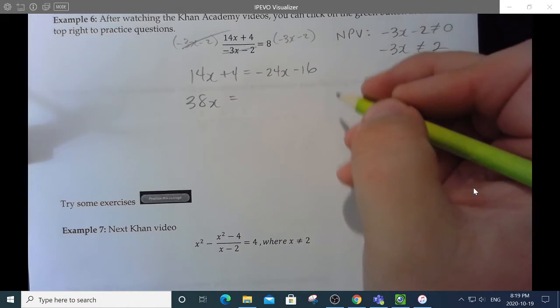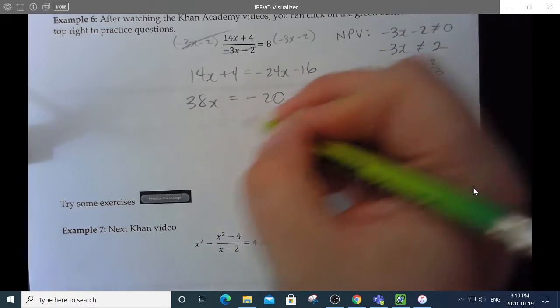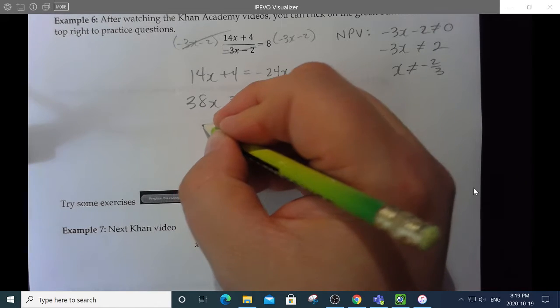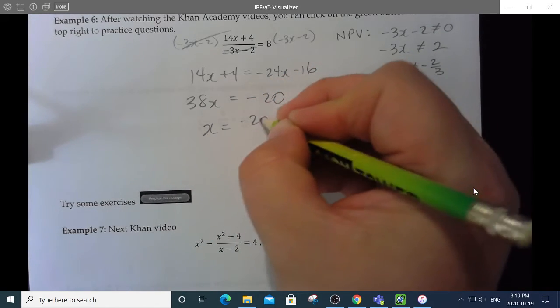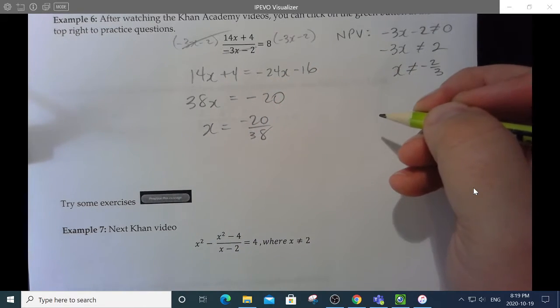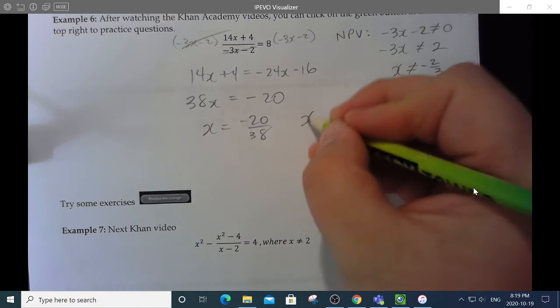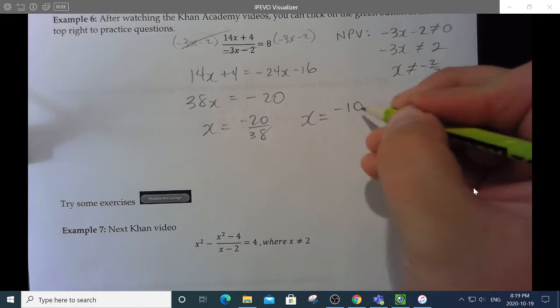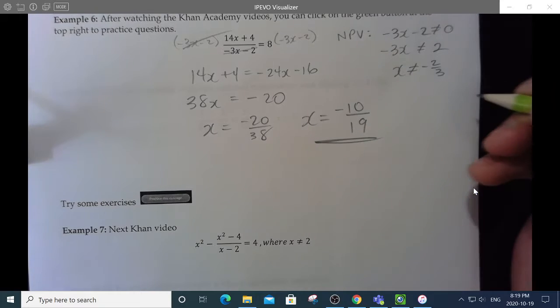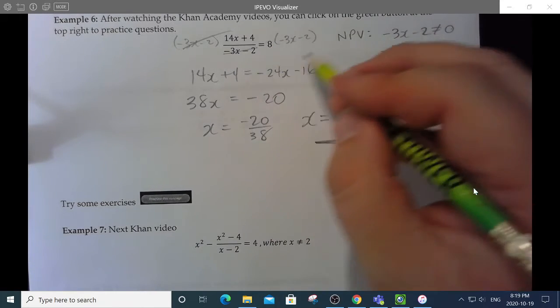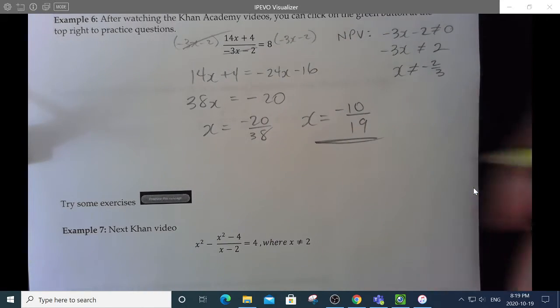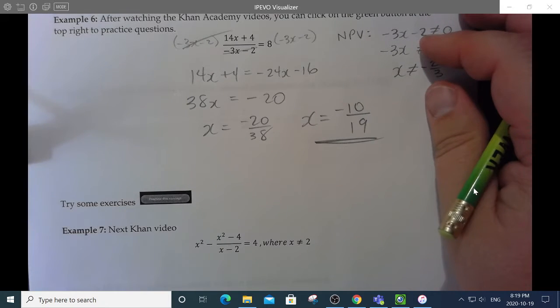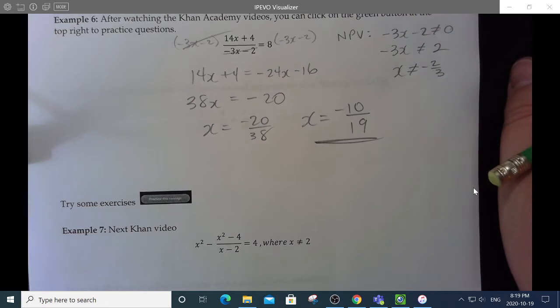I'm going to move my 4 to the other side, which is negative 20. Then I'm going to divide both sides by 38. And then I'm going to lose half a mark if I leave that as my final answer, because that does simplify. I do not want a decimal, thank you very much. Do not go to decimals unless there are decimals to begin with in the question. We want fractions. This is all about our fraction skills. Decimals aren't allowed, again, unless you had a question that started with decimals.